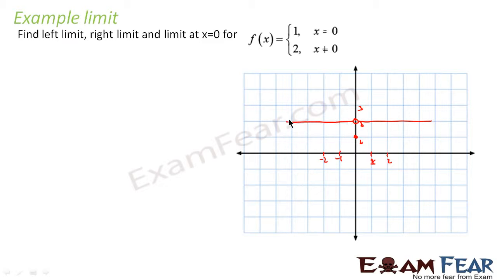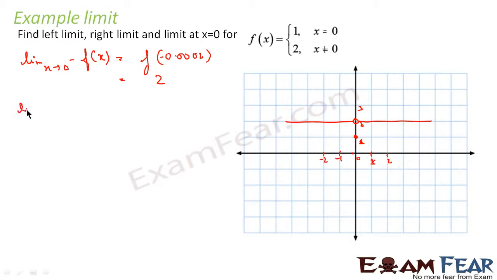So we'll get a graph like this, where at x equal to 0 the value of the function is 1, y equal to 1, and for x equal to any value other than 0, y is equal to 2. Here also let's find the left hand limit and right hand limit. The left hand limit is x tending to 0 minus for f(x), and we can take any value of x that is less than 0. You can take minus 0.0001. So f of this point, minus 0.001, is equal to 2.